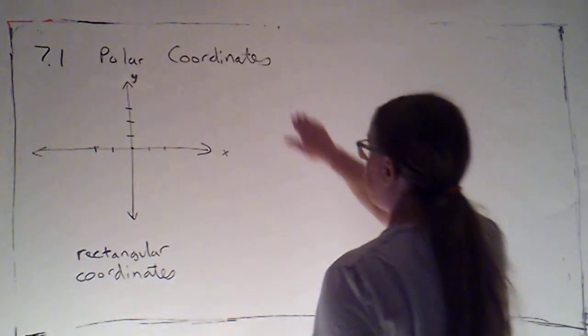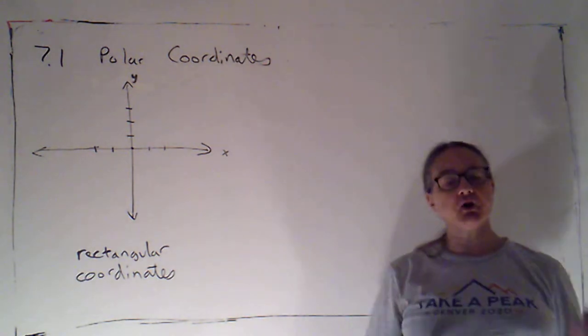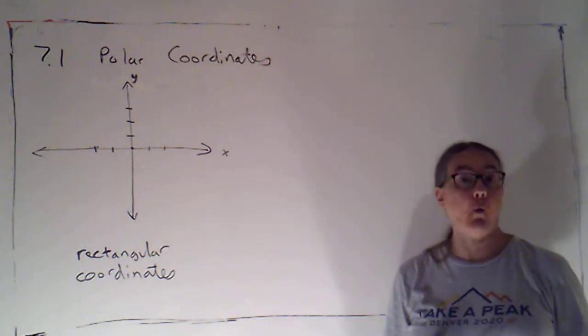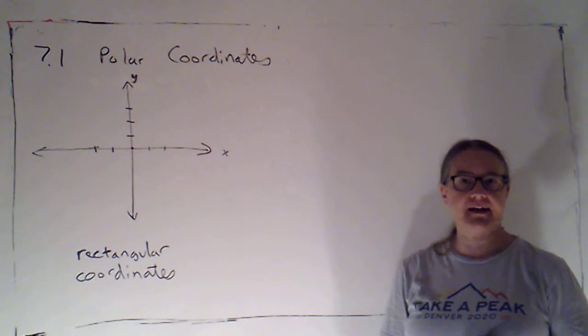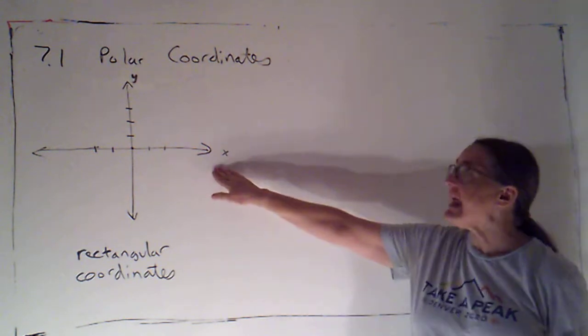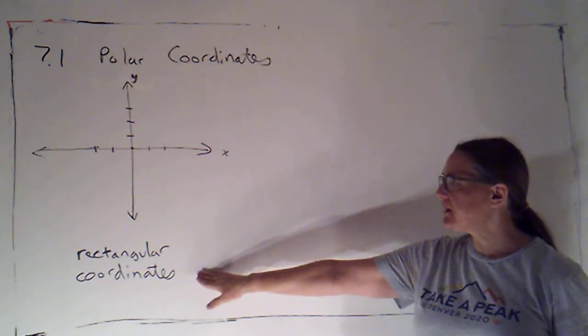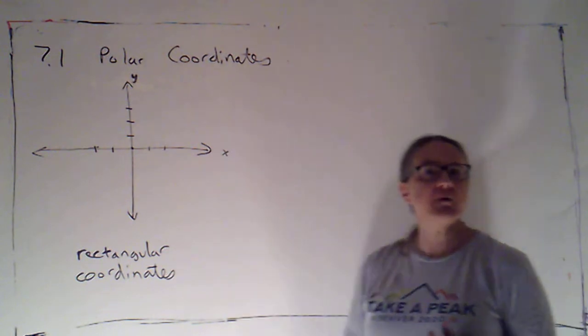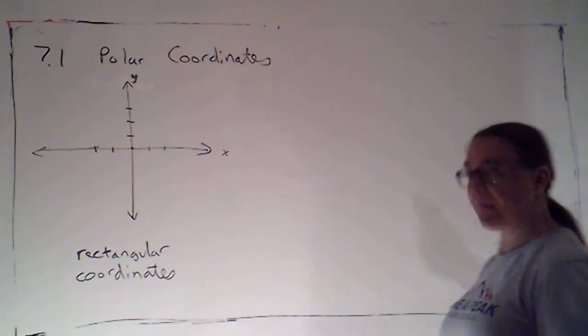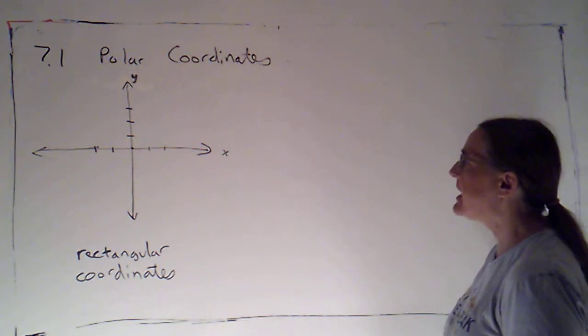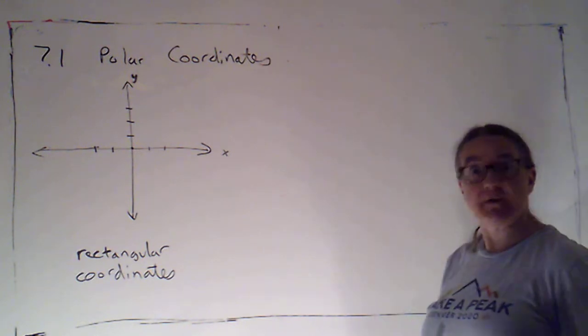Section 7.1 is about polar coordinates. That's going to give us an alternative way of describing points in a two-dimensional plane. We're used to thinking of that as the xy plane and using rectangular coordinates. So we describe a point as an ordered pair of values, an x value and then a y value.